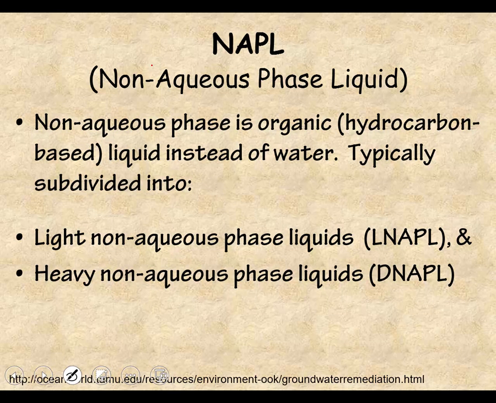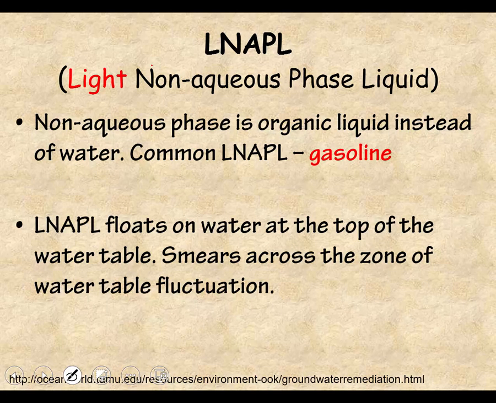Okay. Now, let's look at some more noxious types of pollutants. And in particular, there's a group of pollutants that are called non-aqueous phase liquids. Okay. That is to say, they're not water, but they're liquid. They're usually organic or hydrocarbon based. Okay. And we typically subdivide them based on their density. Are they relatively light, especially lighter than water, or are they relatively dense or heavy? So we have light NAPLs and dense NAPLs. Okay. Now a light NAPL would be something like gasoline.